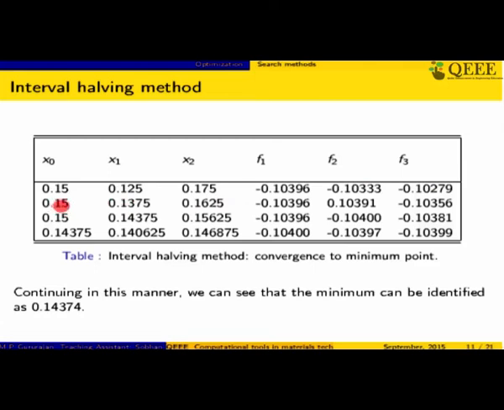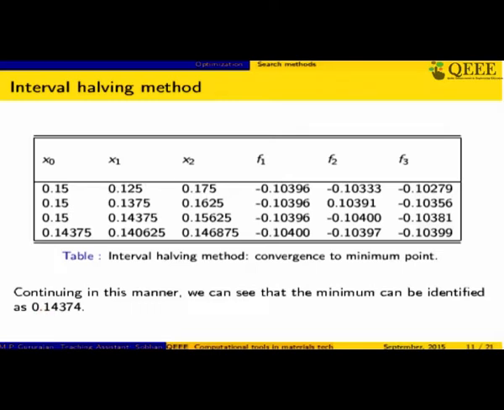So x0, x1, x2, then you calculate f1, f2, f3, and you keep doing that, and you can see that we are keeping from 0.15 to 0.1625. Initially we started with 0.125 and 0.175, and then the interval became 0.1375 to 0.1625. Then the interval became between 0.14375 and 0.15625, and so on and so forth. Okay, so if you keep on going, you will get the solution as 0.14374. Okay, so this is the interval hopping method.